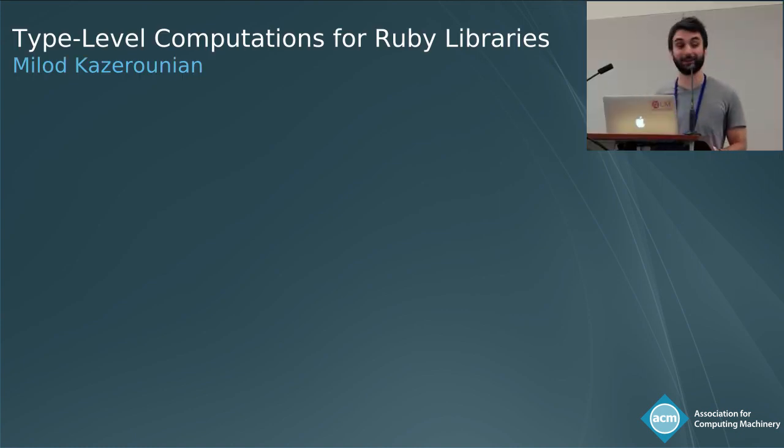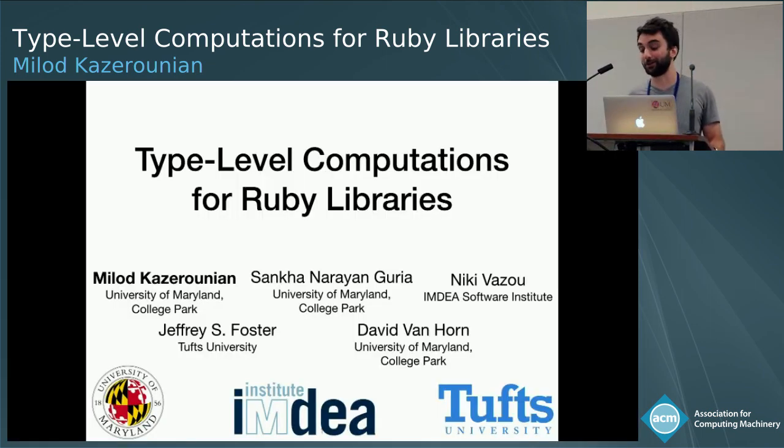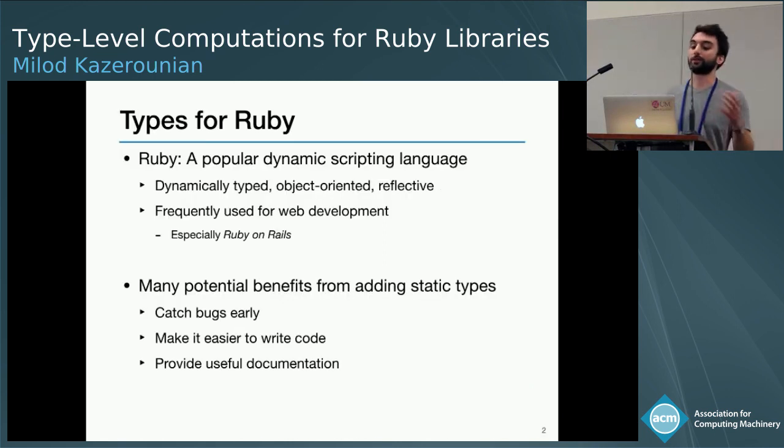I'm going to be presenting joint work with these good folks here on using type-level computations to type-check Ruby programs. So just to provide some very brief background, Ruby is a popular dynamic scripting language. It's dynamically typed, object-oriented, and reflective, and it's most commonly used for web development, most famously in the framework Ruby on Rails.